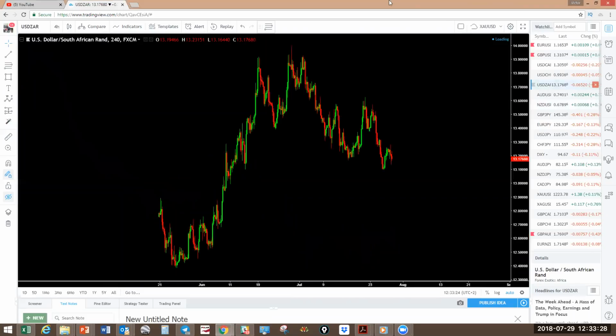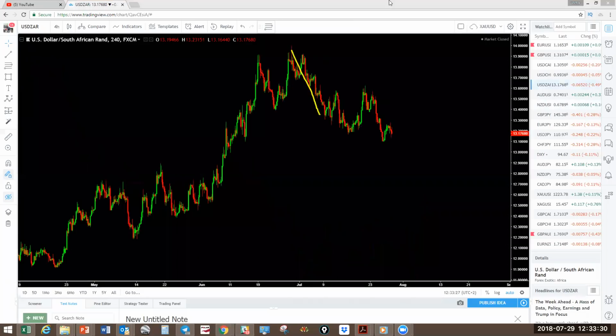US dollar ZAR, two things can happen here. You had a 3-wave move to the downside. Can this be an expanding flat here? If this is an expanding flat, then you can get a little bit of a 3-wave push to the upside and a further move to the downside, making this a 3-wave move down, pull back in 3 waves, and 1, 2, 3 waves.